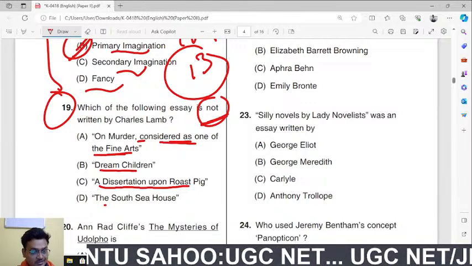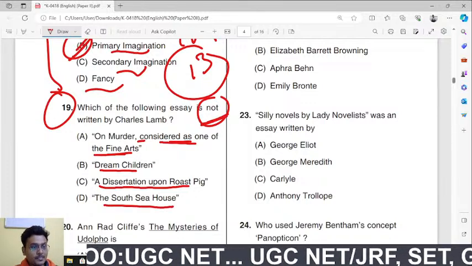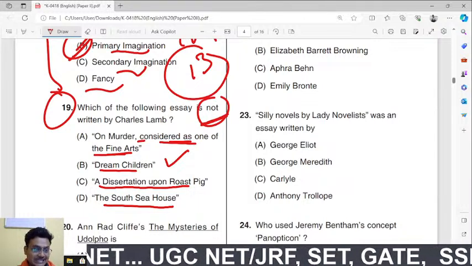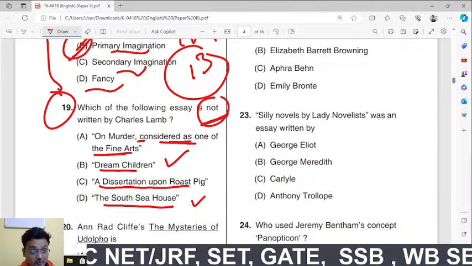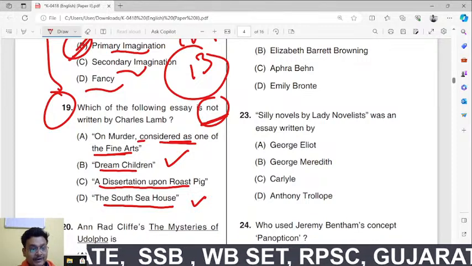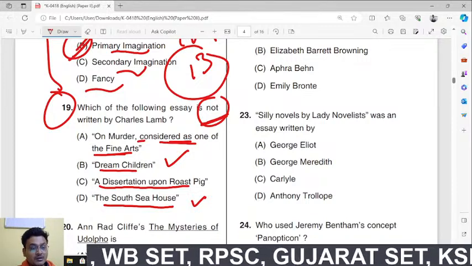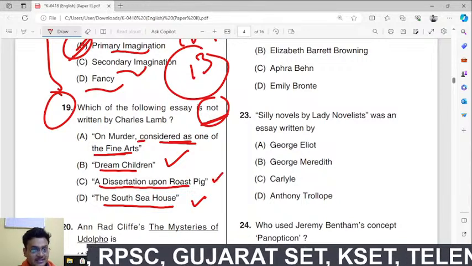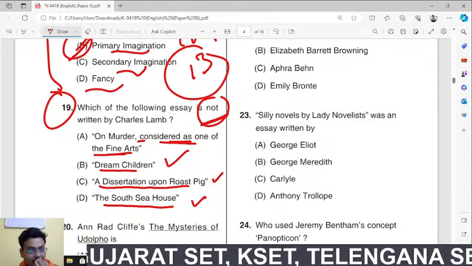Then you have the South Sea House. So, Dream Children, you all know Charles Lamb. The South Sea House and Dream Children are two popular essays by Charles Lamb, whereas A Dissertation upon Roast Pig is also an essay by Charles Lamb.